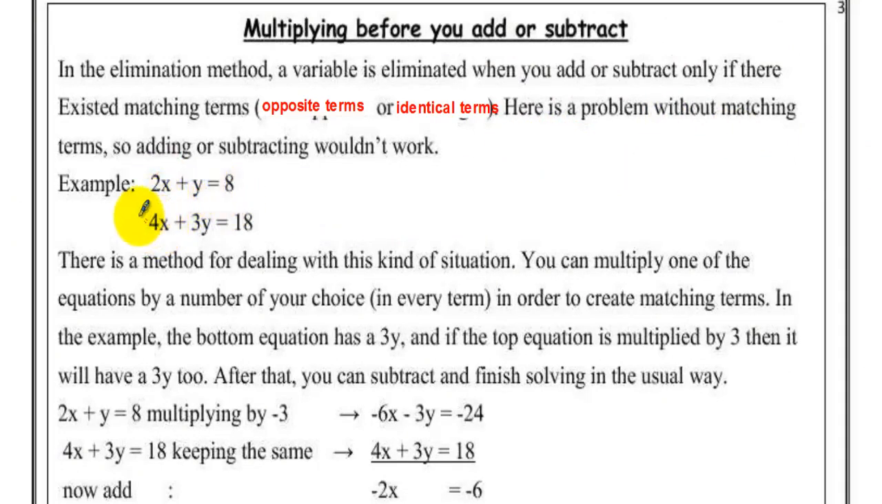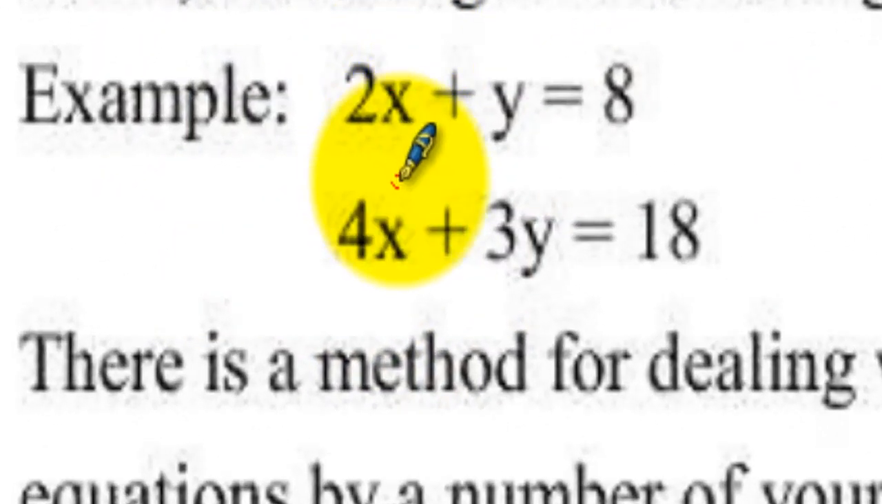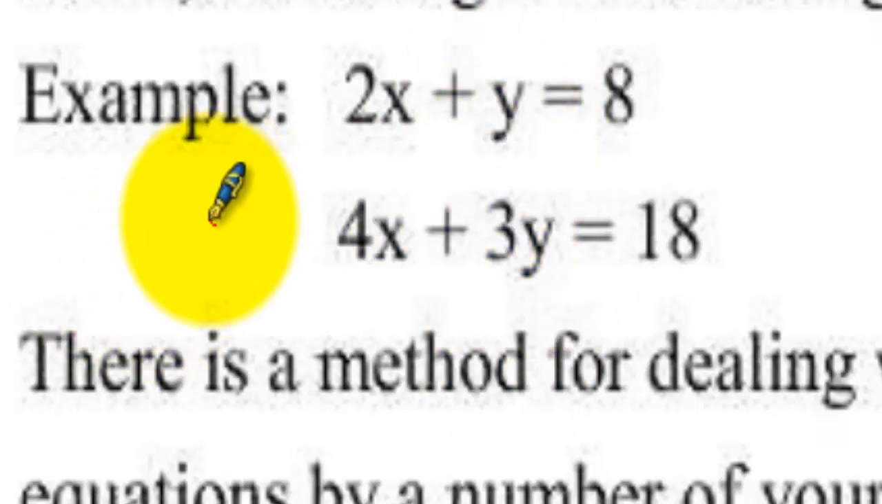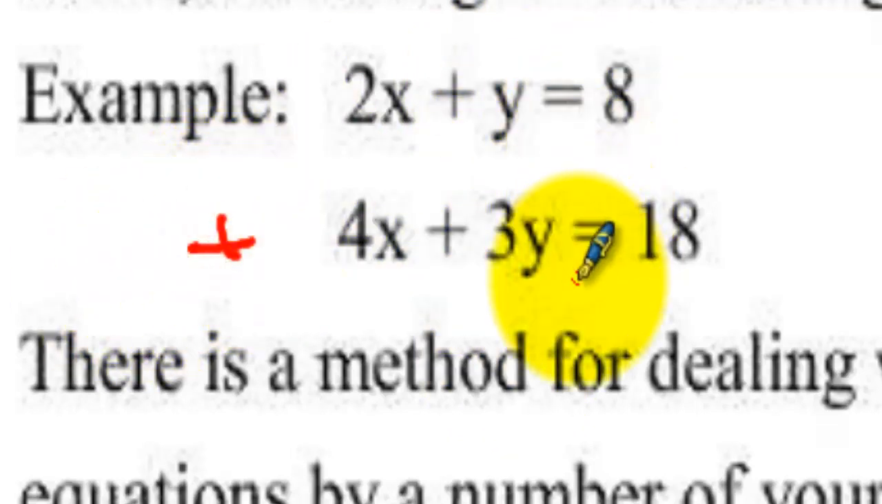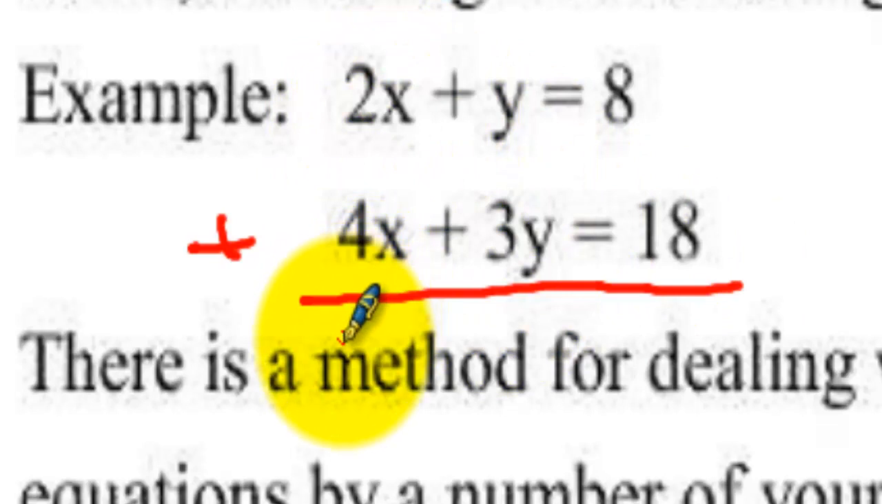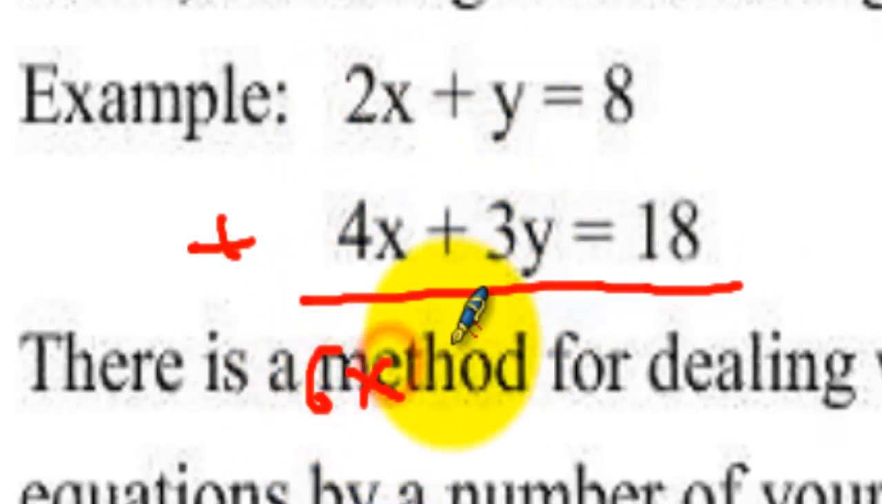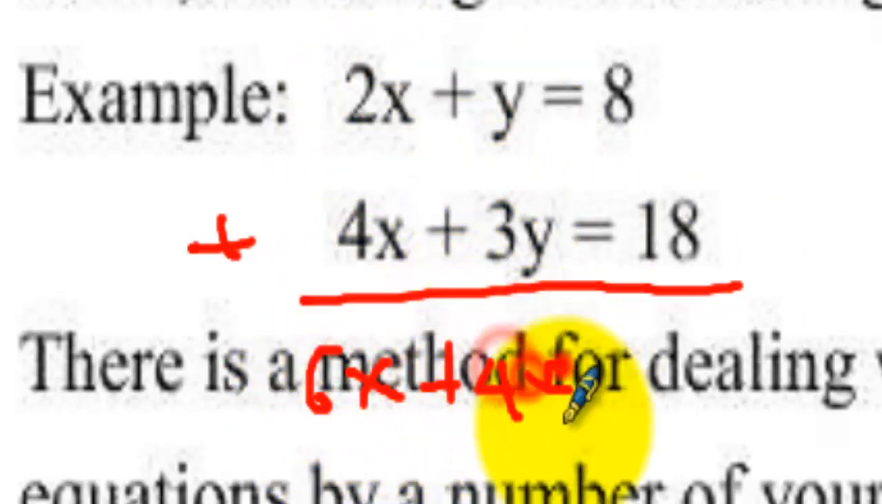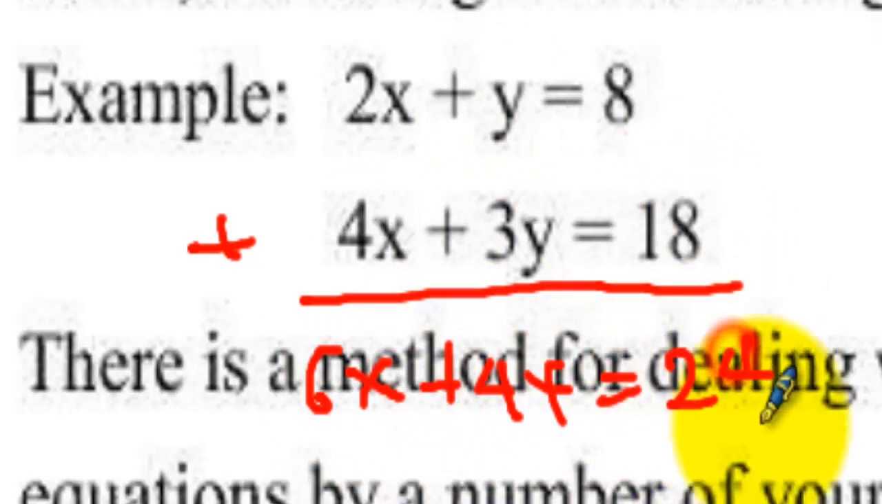So here's an example. Note that my x variables are not opposite terms or identical terms. Same thing with the y variables. So even though we are going to add the two equations, we will not be able to eliminate either the x nor the y variable. When you add 2x and 4x, you are going to get 6x, and here you will get 4y equals 24.